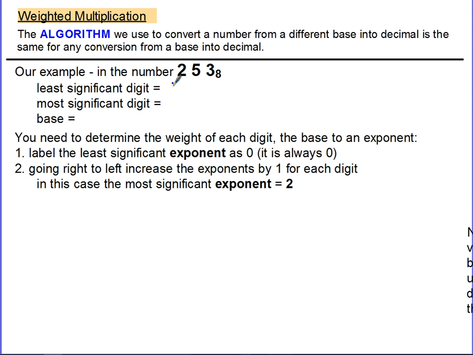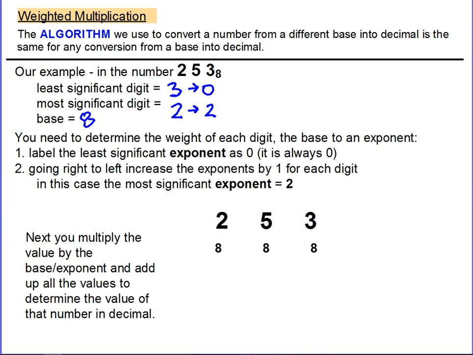My least significant digit is going to be the 3, where my exponent is 0. My most significant digit is going to be the 2, where the exponent is going to be 2. And my base in this case is 8. So I determined what my least significant exponent was, and then going right to left, the exponent increased. My most significant exponent was a 2. So we're going through it, and then the next thing that I need to do is multiply and add.